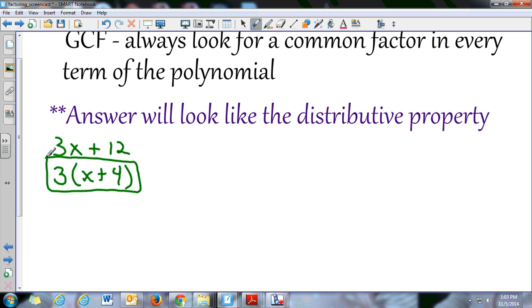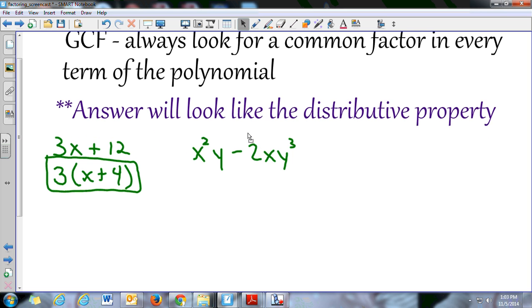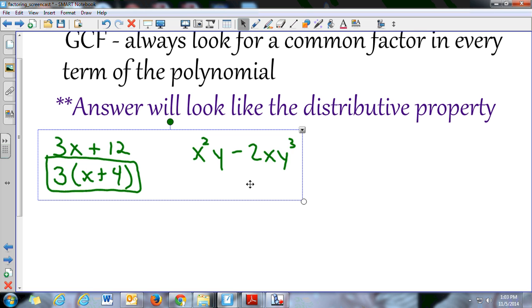All right. Well, greatest common factors don't always have to be numbers. Sometimes they can be variables. For example, if I have x squared y minus 2x y to the third. So what do we have in common here? Number-wise, I've got a 1 out in front and a 2 out in front. There's a 1 here. Can't see it because I don't have to write it. Here I've got a 2. So in terms of numbers, no greatest common factor.